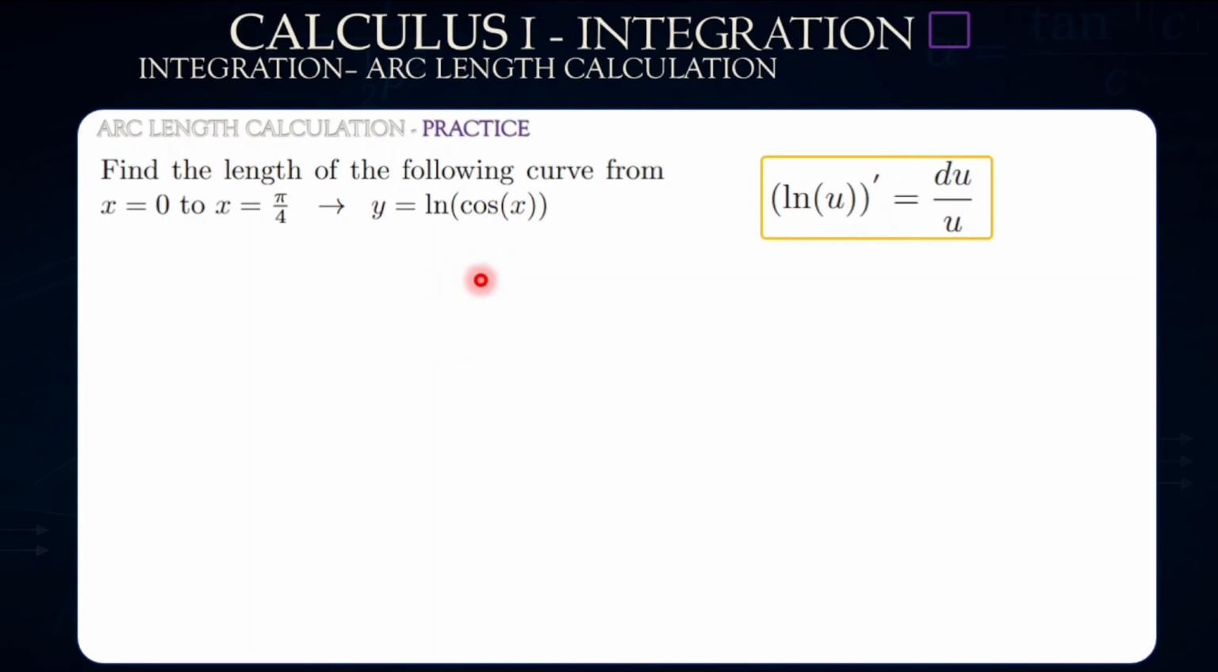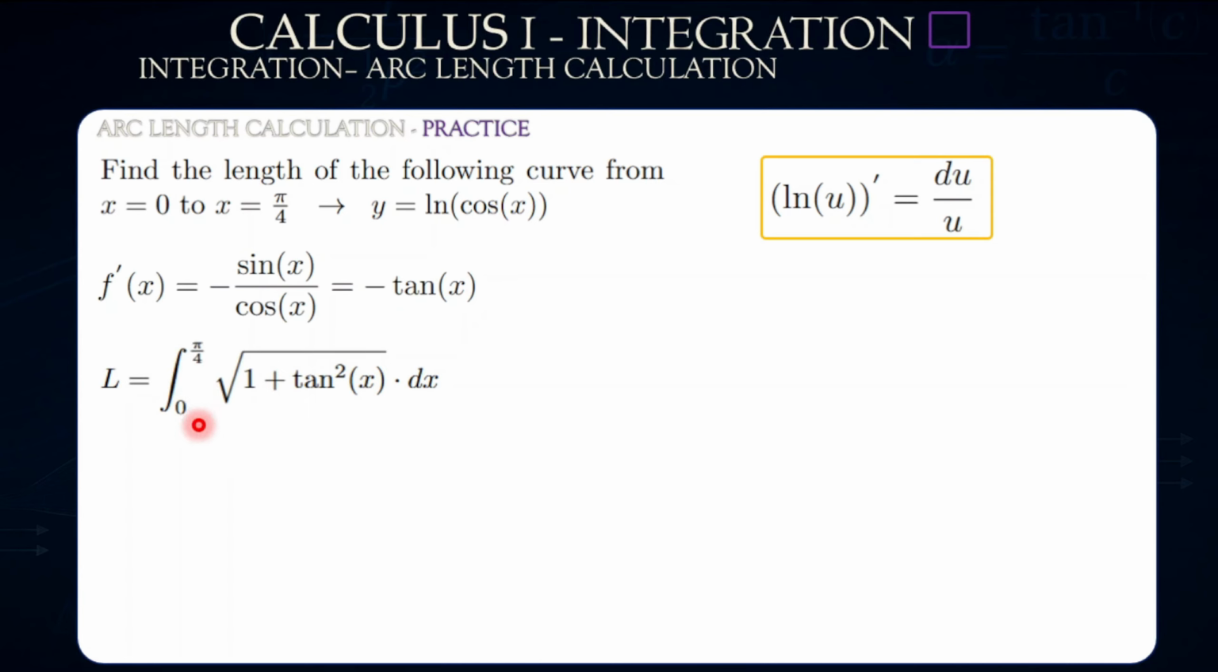Now, note something: the derivative of ln u is du divided by u. And u is cosine x. So the derivative of ln cosine x becomes minus sine x divided by cosine x, which is du divided by u, or minus tan x.